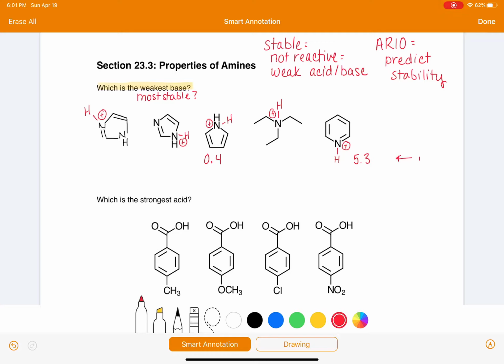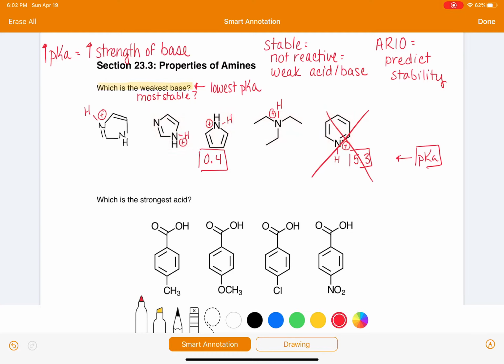So these, I'm writing the pKa's. We'll put a box around them so that we don't lose them. And maybe before we get too far along in things, maybe we should remember how pKa relates to strength. So if we have a high pKa, that means that we have increasing strength for a base. So if we're looking for the weakest base, then that means that we want the lowest pKa. So far, we can eliminate this guy because its pKa is higher.